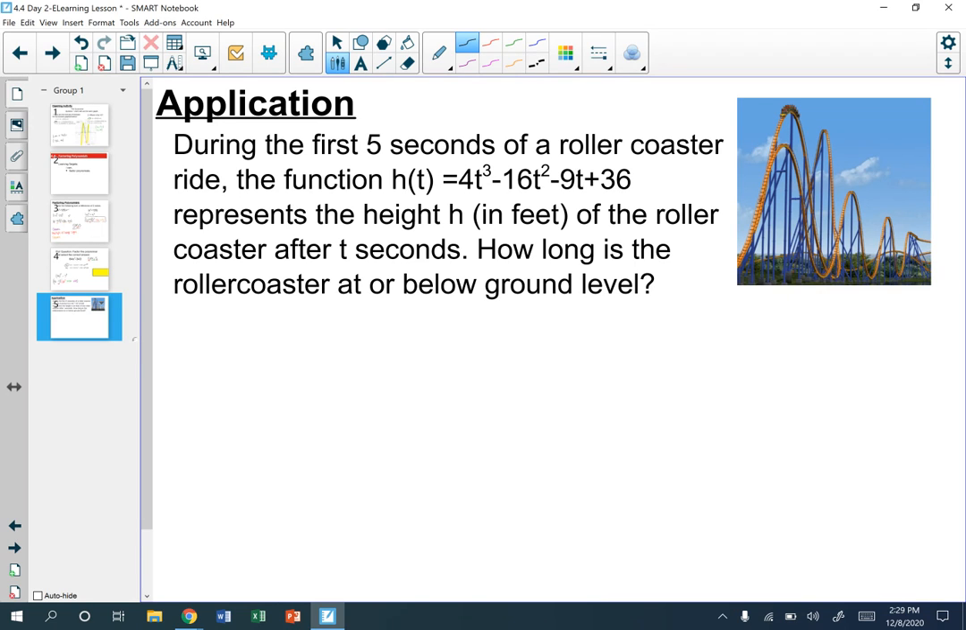Okay, lastly, we're going to go ahead and try an application problem. This is a little preview of solving quadratics. So this is what 4.5 is all about, but we're just going to get going on it to get started. So during the first 5 seconds of a roller coaster ride, the function h of t equals 4t cubed minus 16t squared minus 9t plus 36 represents the height in feet of the roller coaster after t seconds. How long is the roller coaster at or below ground level?